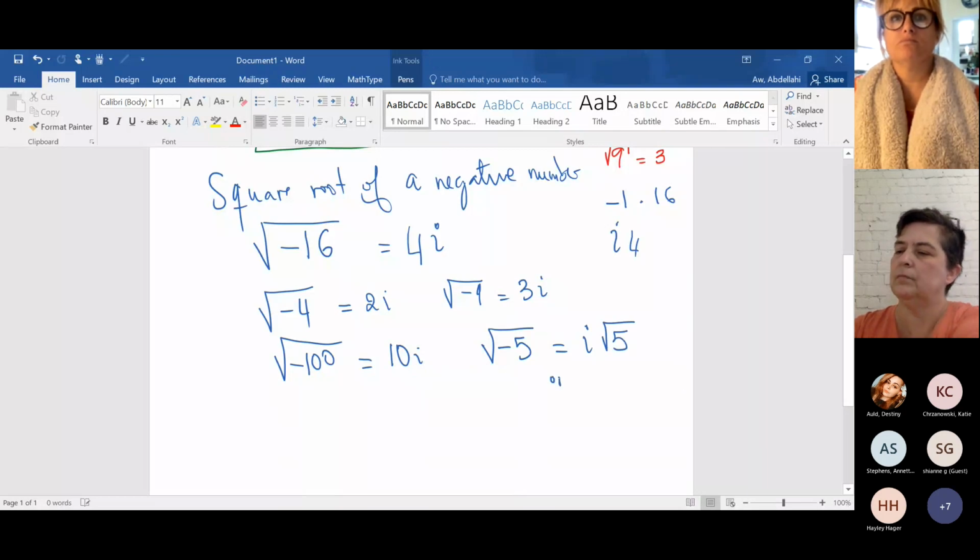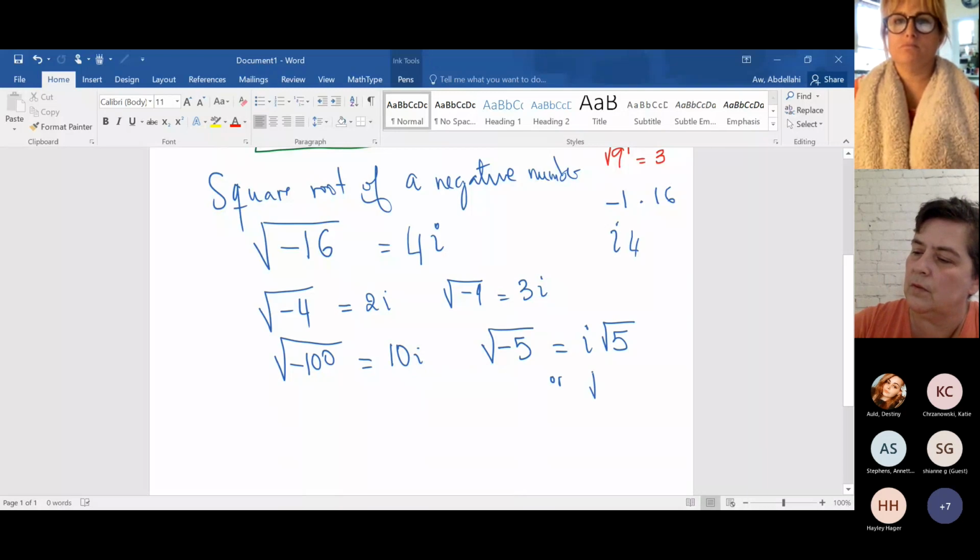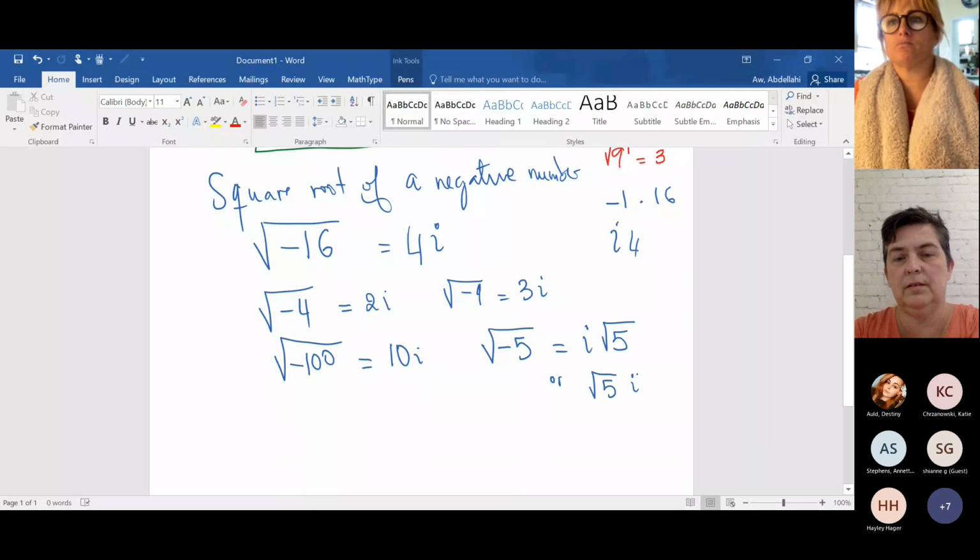Again, why do we prefer this way rather than this way? It is a preference thing. Why do you prefer to put the i in front rather than after? The reason is very simple. Can somebody tell me the reason? It just separates them better. Exactly. Thank you very much. That's the only reason, to avoid confusion.